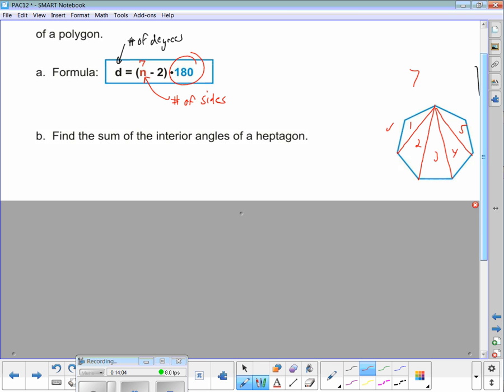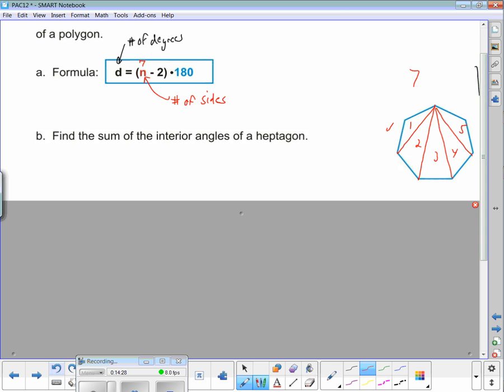180. That's where the formula comes from. We're trying to figure out the total sum of all the degrees. In every polygon, the least number of triangles you can get, which will allow you to figure out the angles, is always the number of sides minus 2. Then 180 degrees for each triangle, and that'll get all the degrees of all the interior angles.